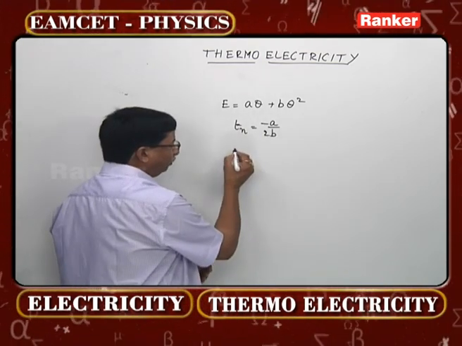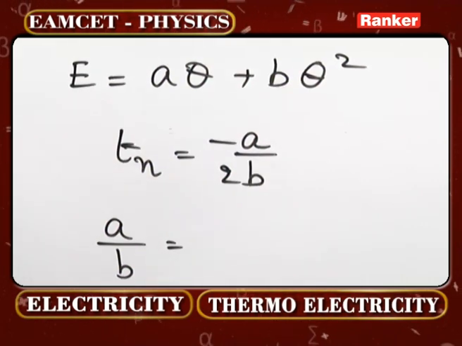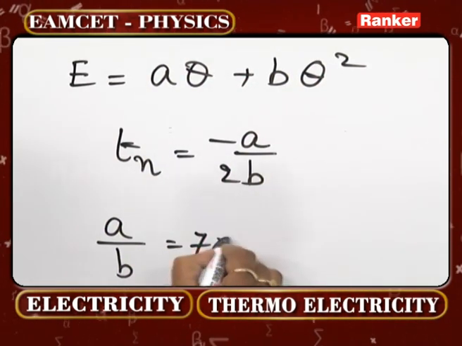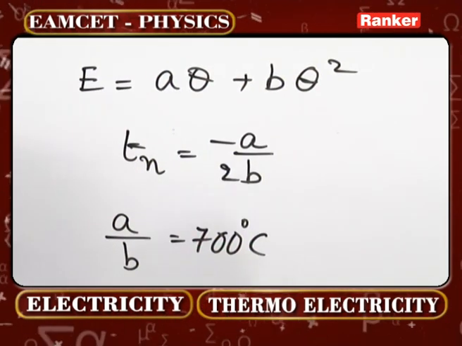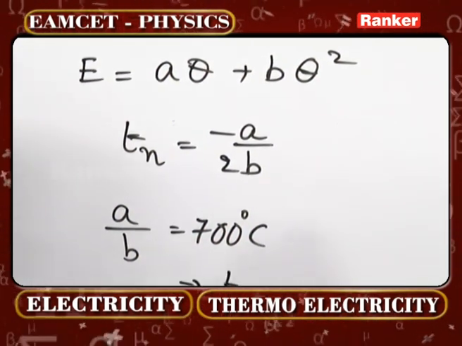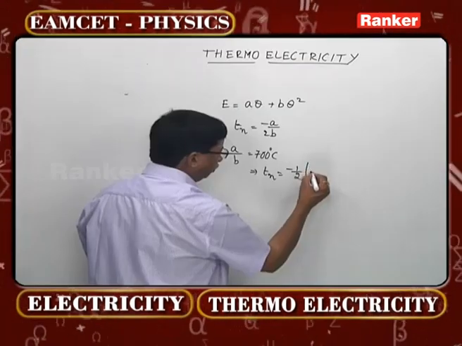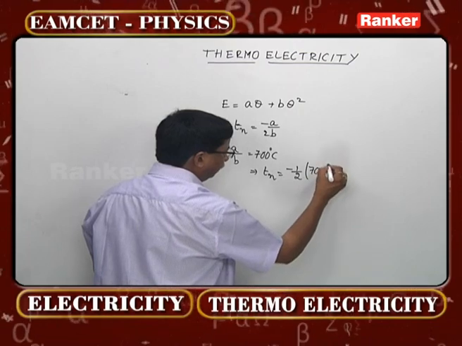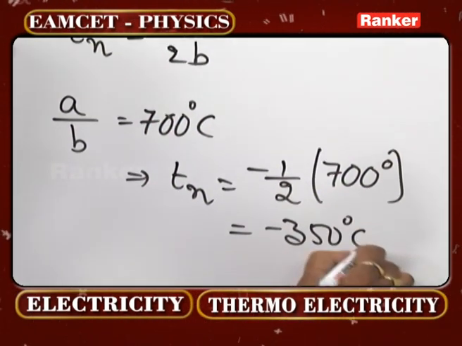But what is the value as mentioned? A by B is given as 700 degrees centigrade. Look at this value carefully. When A by B is 700 degrees, what will be the neutral temperature according to this formula? Minus 1 by 2 into 700 degrees centigrade. That of course is minus 350 degrees centigrade, fine.